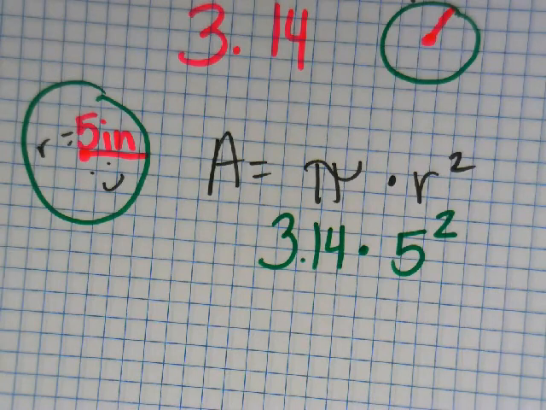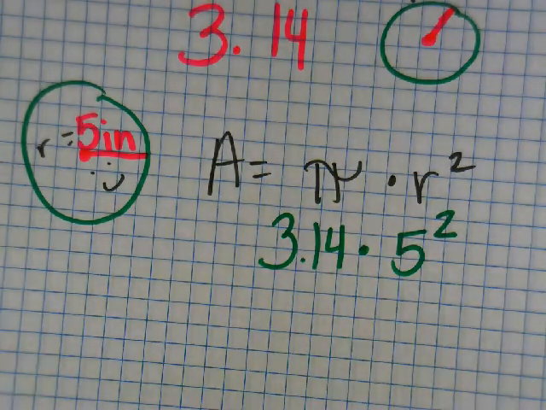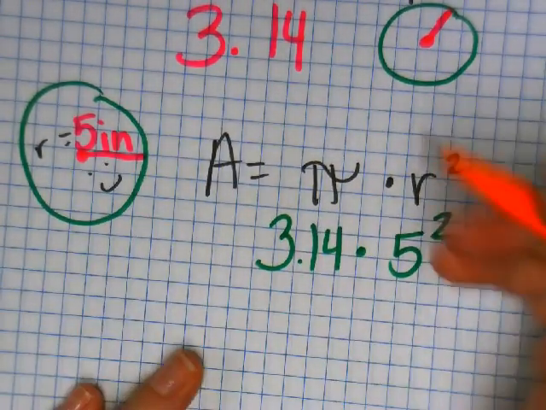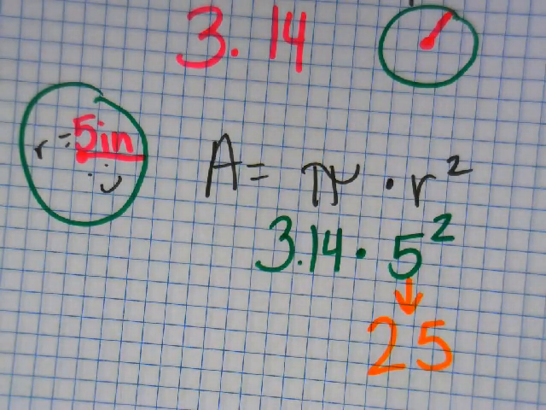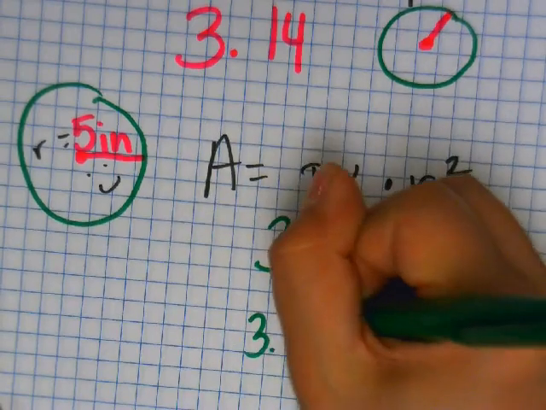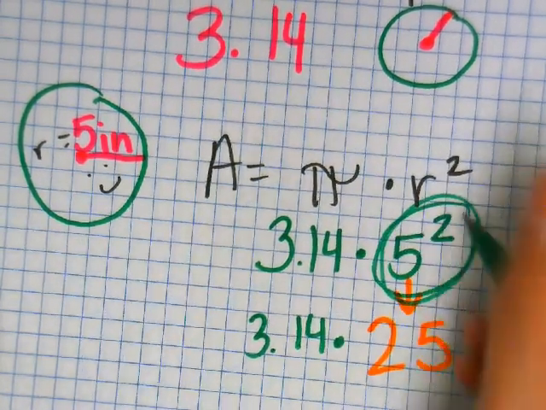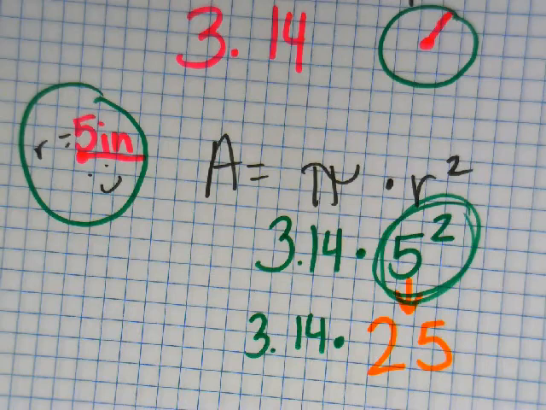Good. So you can look back at the chart we created on Monday. When it's squared, does this mean 5 times 2? No, it means 5 times 5. And 5 times 5 is 25. So let's write that down. So this is equal to 25. Not 10, not 5, but 25. Then multiply it by 3.14. So you have to do this part first. When you're doing the math, you have to do exponents first.